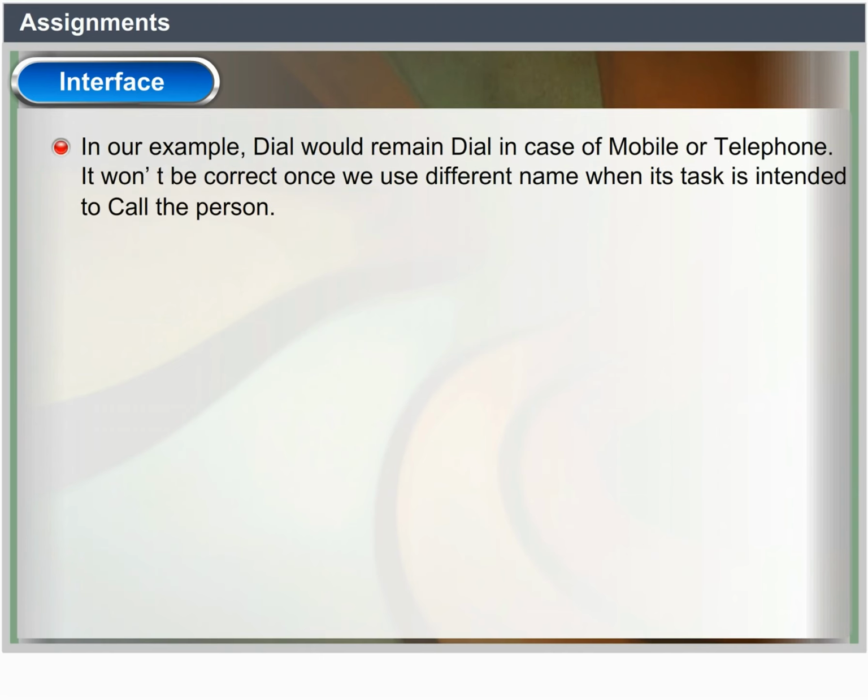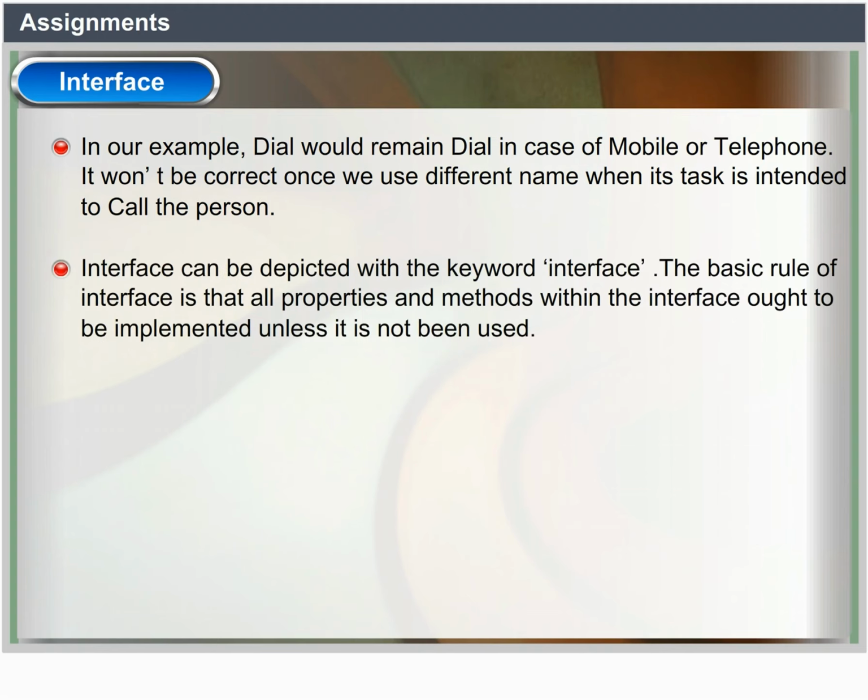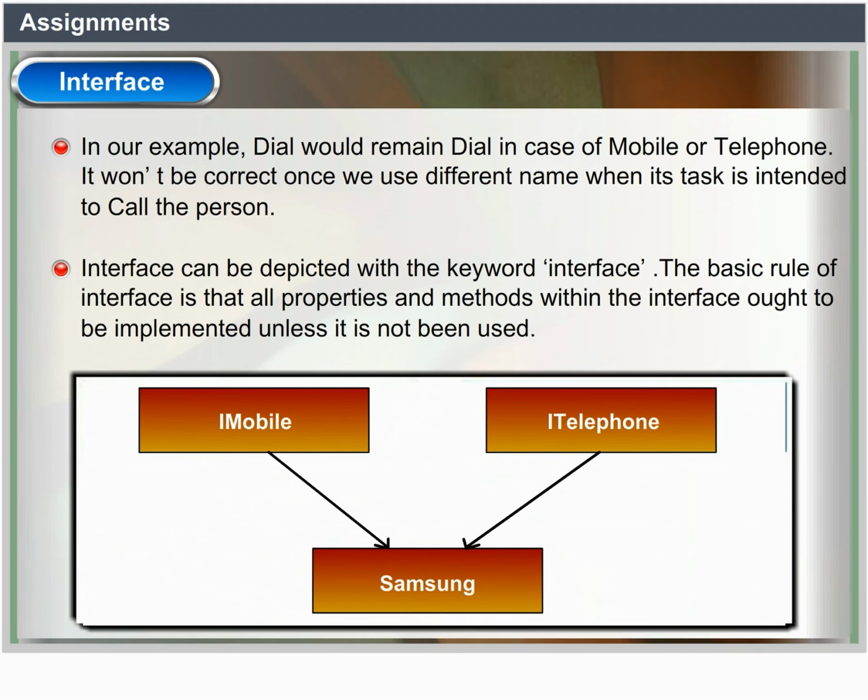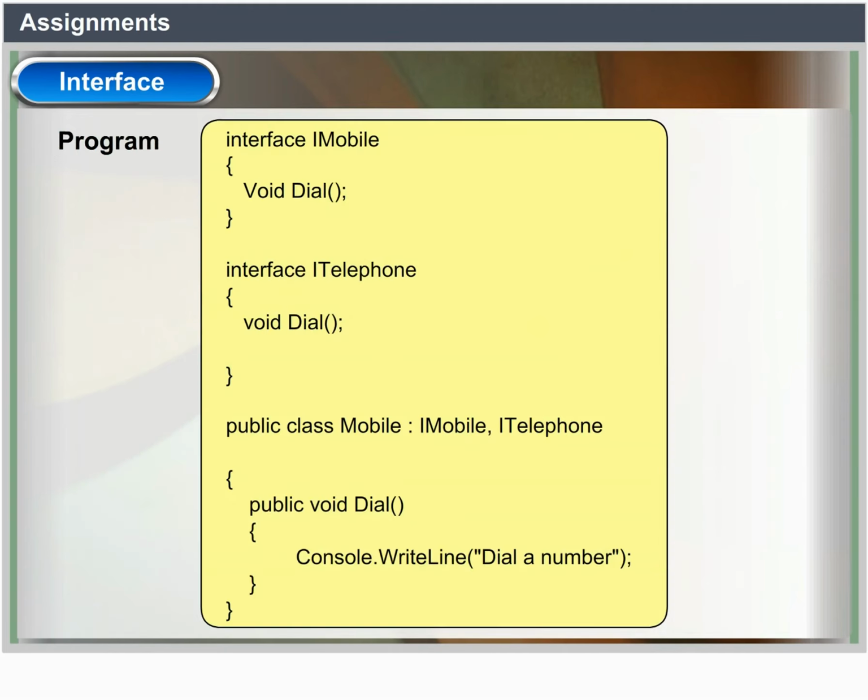In our example, dial would remain dial in case of mobile or telephone. It won't be correct to use a different name when its task is intended to call the person. An interface can be declared with the keyword interface. The basic rule of interface is that all properties and methods within the interface ought to be implemented unless it is not being used. Program.